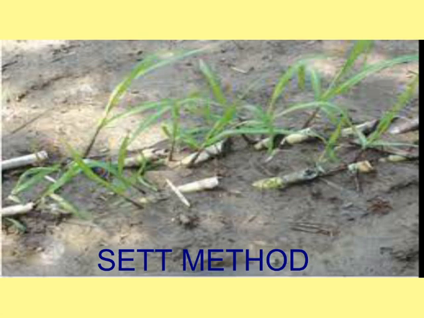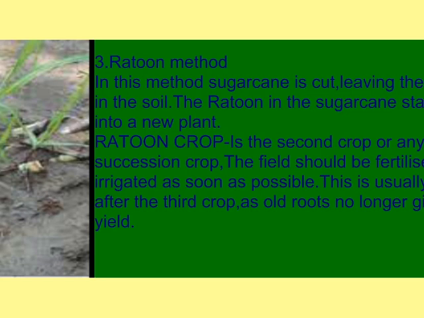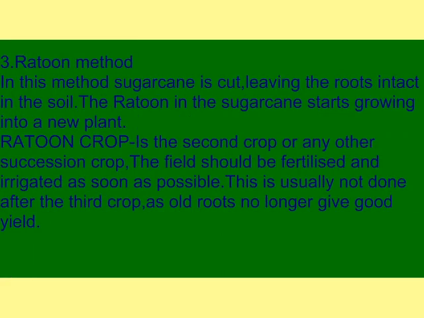Okay. Then we have the third one, that is the Ratoon method. In this method, sugarcane is cut, leaving the roots intact in the soil. The ratoon in the sugarcane starts growing into a new plant. That means instead of uprooting the whole plant, we cut the sugarcane, leaving some part of the plant and the roots intact in the soil. And then from there, a new plant starts to grow. That is the ratoon method.